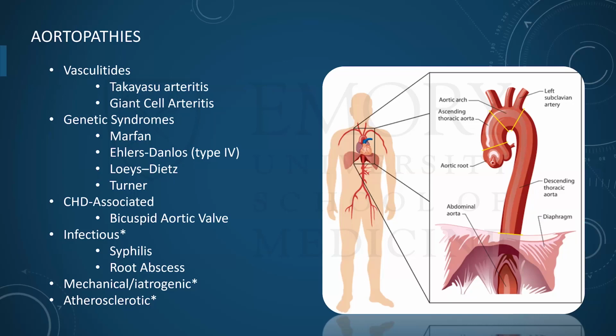The aortopathies we're going to talk about, I mentioned briefly, are vasculitides, specific genetic syndromes, and congenital heart disease associated. What we will not talk about today for the sake of time are infectious aortopathies such as syphilis and root abscesses, mechanical or iatrogenic aortopathies such as seen in trauma, in the cath lab, or in the OR. And last, we're not going to talk about atherosclerotic aortopathies.